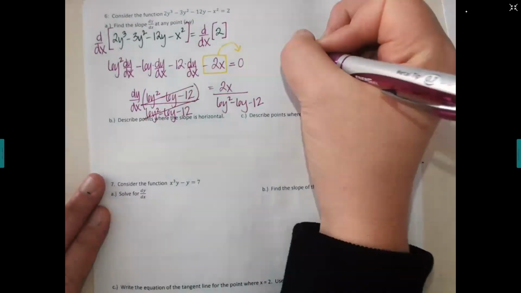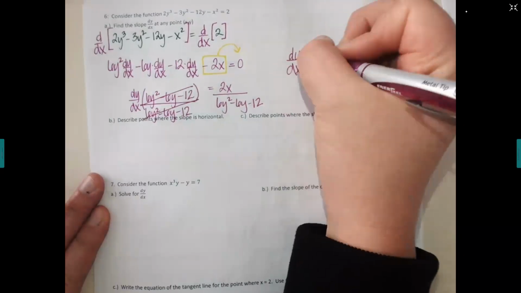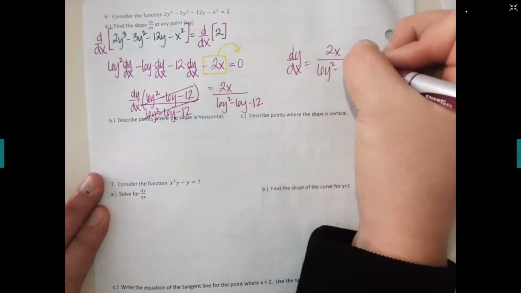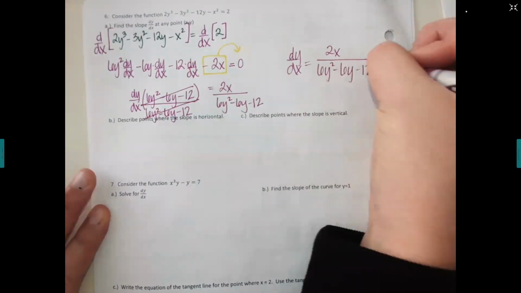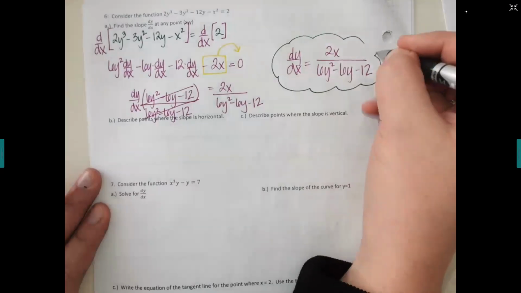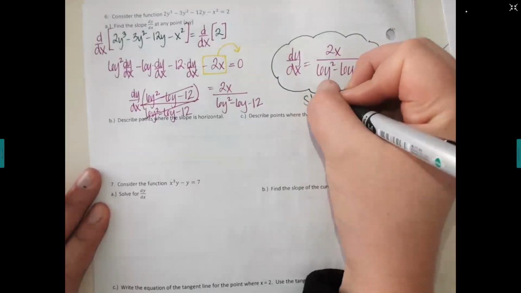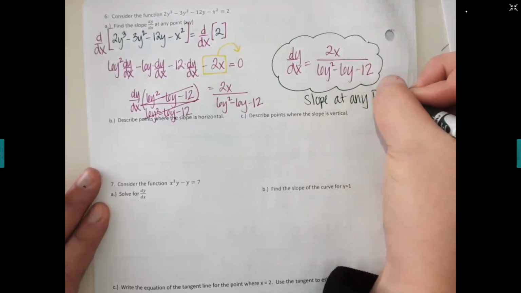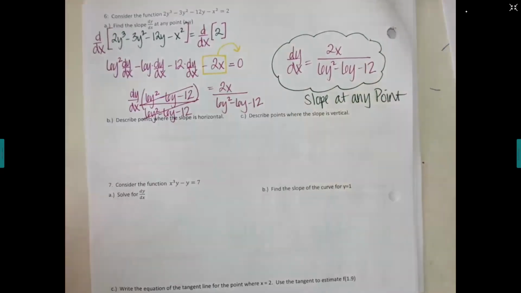Now I'm going to rewrite it over here to the side. So it's a 2x on top over a 6y squared minus 6y minus 12. And then remember that if that's dy dx, that's the slope at any point that I want. Slope at any point. If I want to know the slope, I just need an x and a y. I can plug it in, and that'll give you my value at that spot.